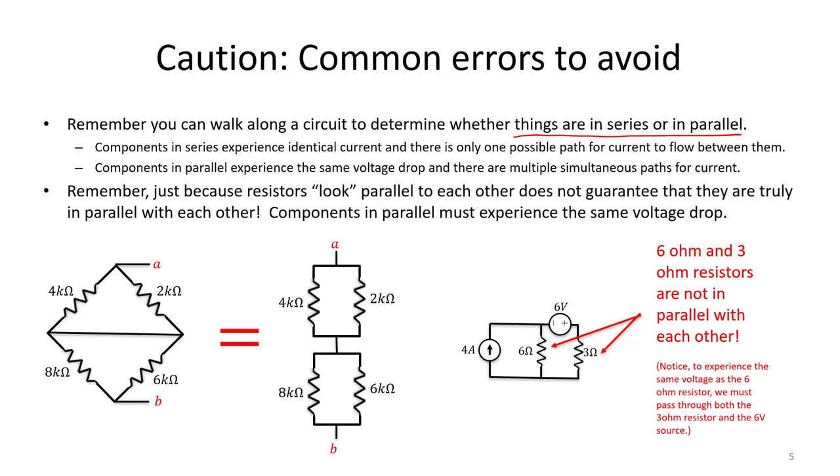For example, if I were to walk from point A to point B on this bridge circuit, notice I have two paths that experience the same voltage drop. So I can determine that my 2 kilo ohm and 4 kilo ohm resistors must experience the same voltage drop. There's two possible paths.